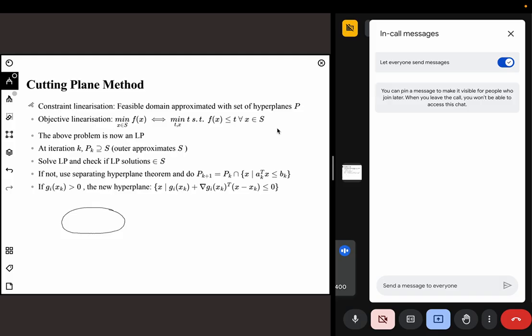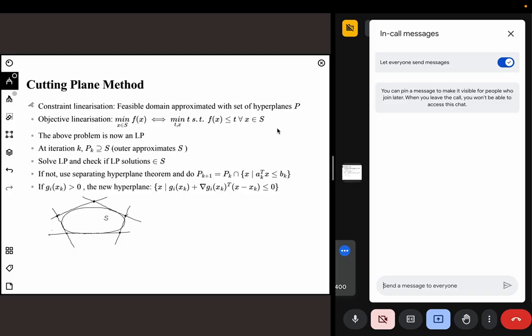Let's say this is my feasible domain. I can always approximate it with a convex hull, which we have done even before. So I can do something like this, and use this convex hull. Once I have this convex hull, it becomes a linear problem, which we already know. It becomes a polyhedron, and once it is a polyhedron, we know how to find the solution. We know that the optimal will only be in one of these points.